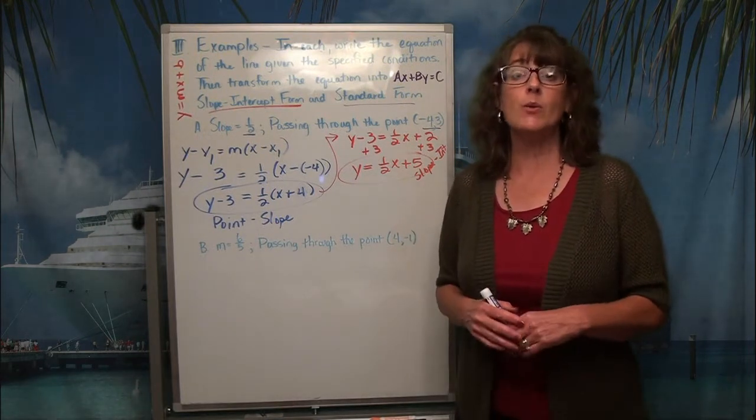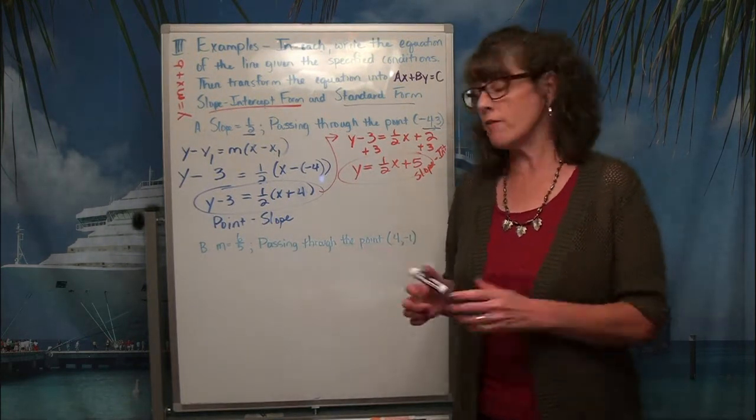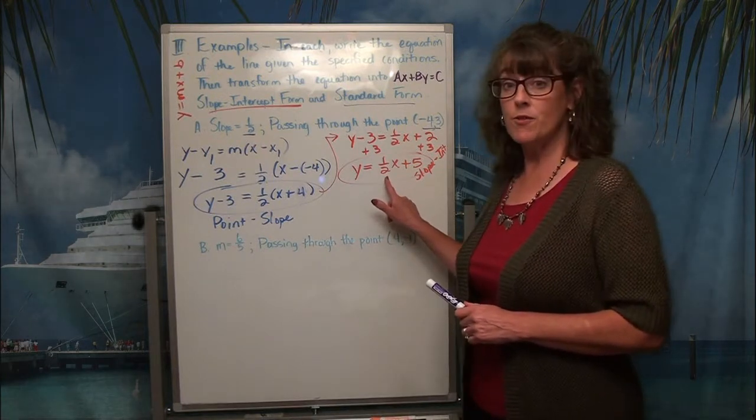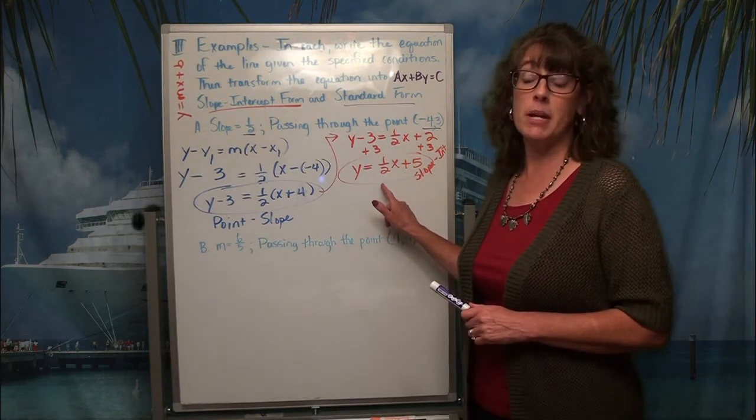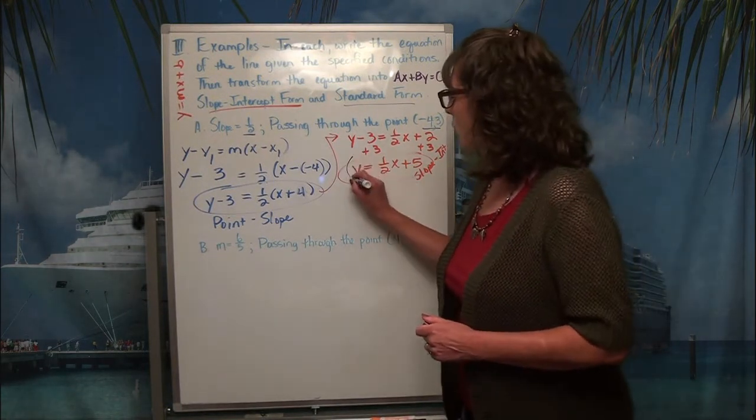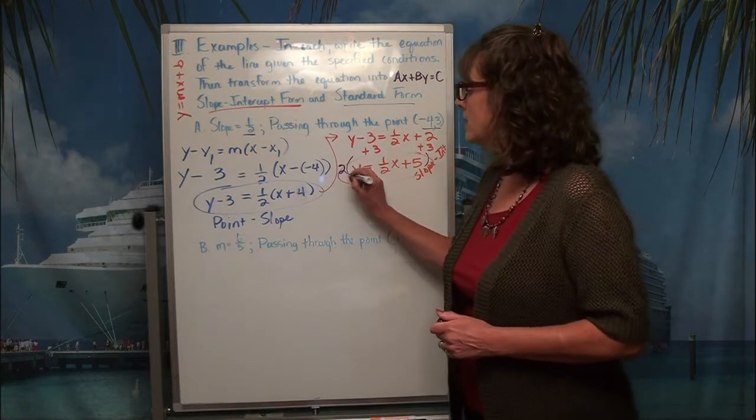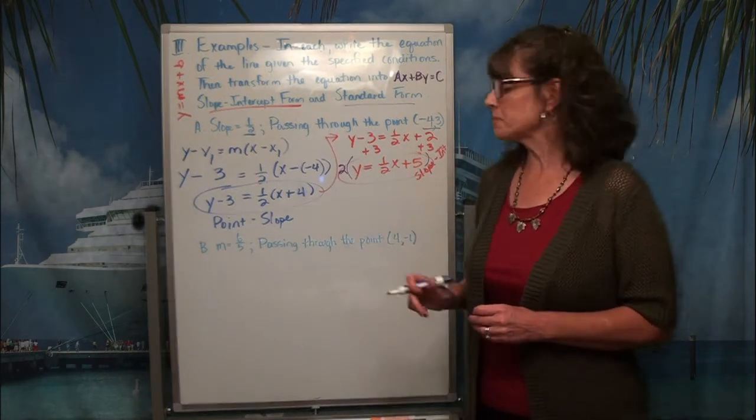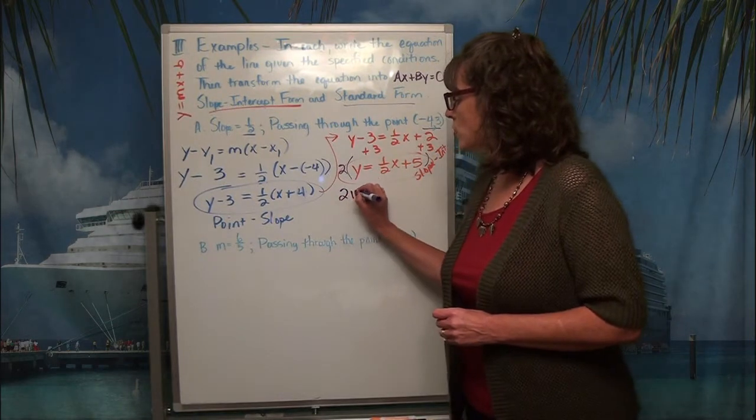Most people like to get rid of the fractions first. So I'm going to do that first. What is making this a fraction? Yes, it's that denominator of 2. So I'm going to take the whole thing and multiply by that denominator to get rid of it. So that will give me a 2y.